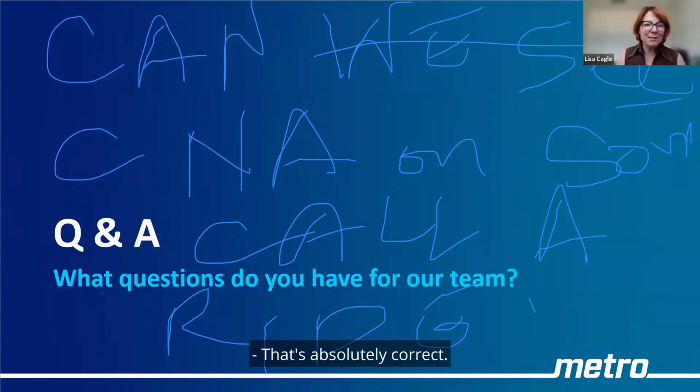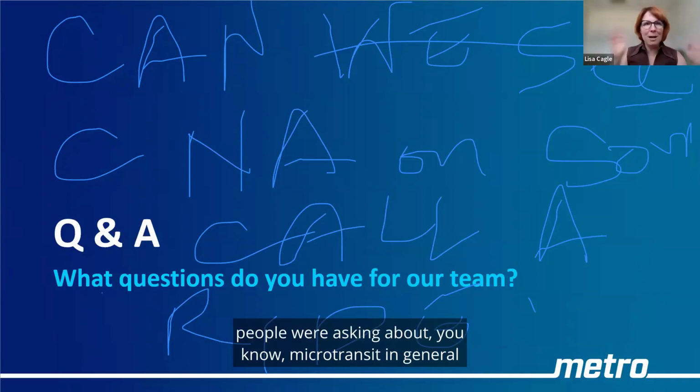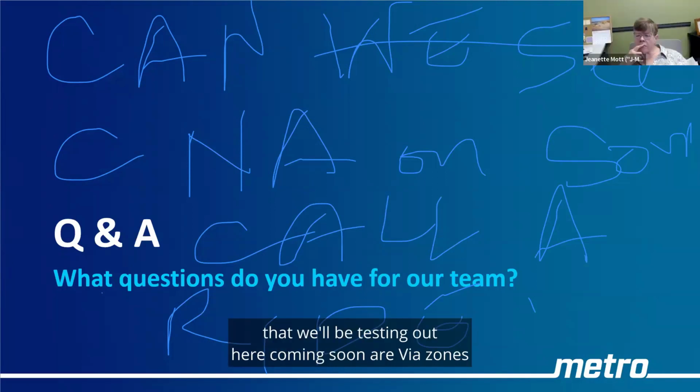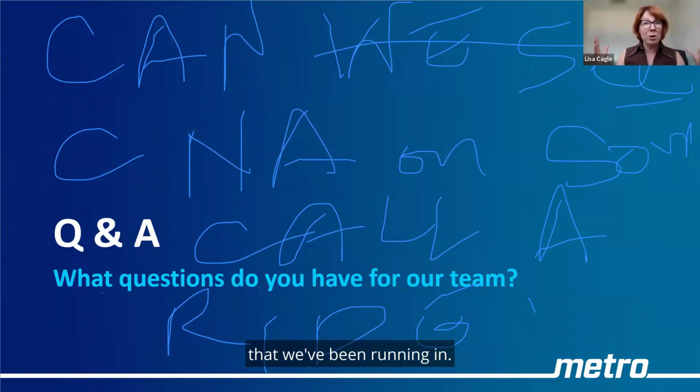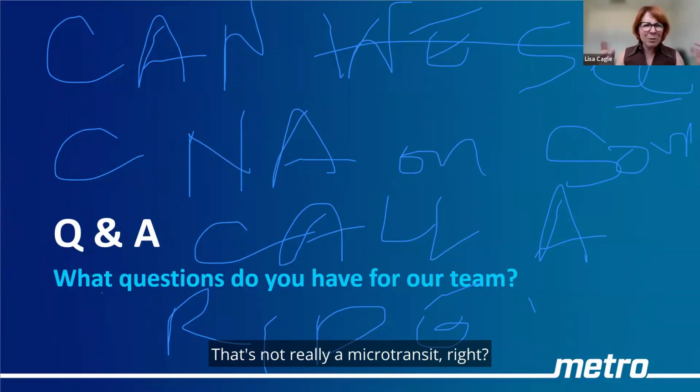That's absolutely correct. So to give a little bit more context, maybe even more than you want right now, people were asking about microtransit in general and thinking about these on-demand services. One of the things that we'll be testing out coming soon are our VIA zones that we've been running in. They're huge. Like one of them is over 50 square miles. That's not really a microtransit, right? It's a very large area to cover.